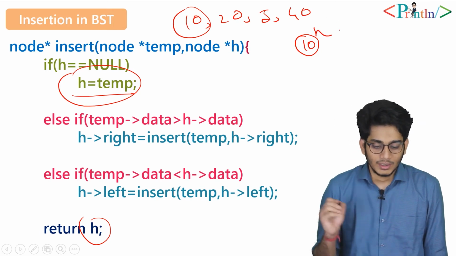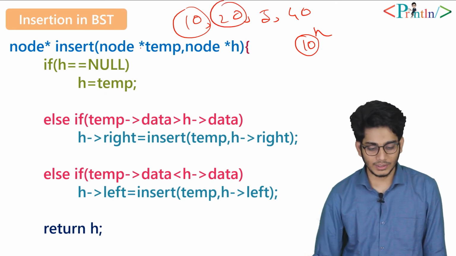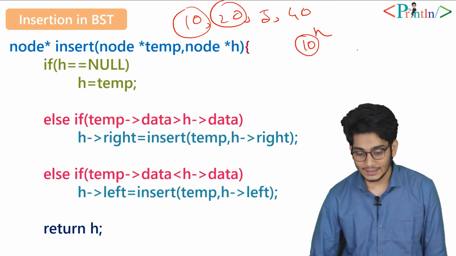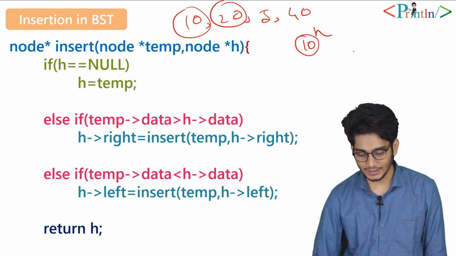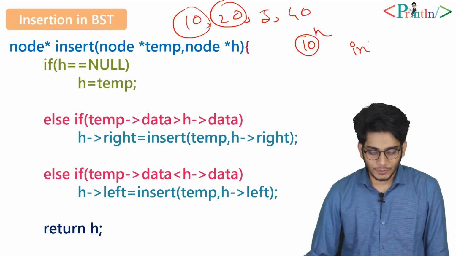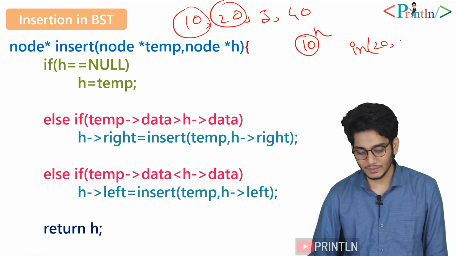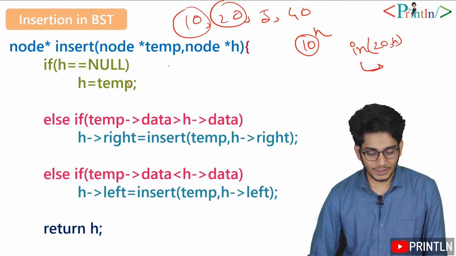Now we'll add 20. At first 20 will come here. It's a recursive function, that's why we'll use a stack. At first we'll call this insert function. So let me write it like this: insert. At first we'll pass, let's say, 20, and we'll pass h. So it will come here.